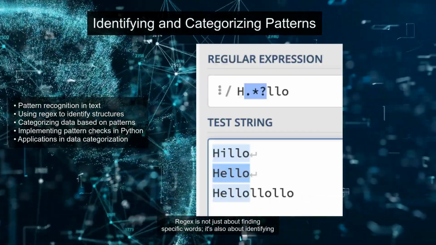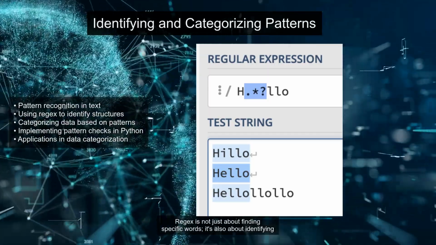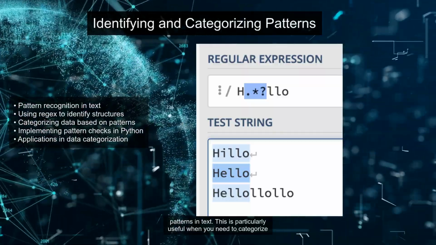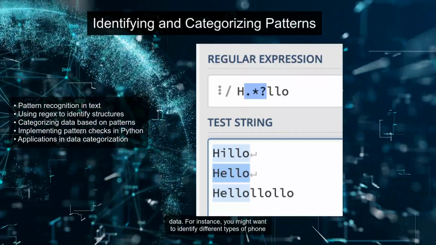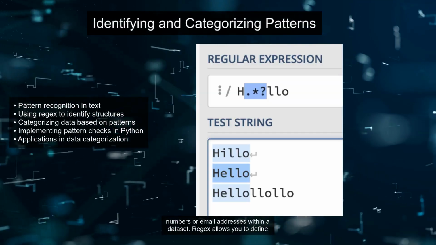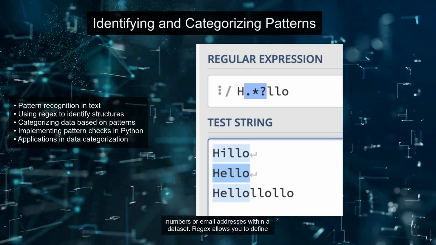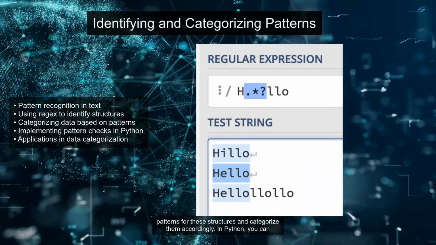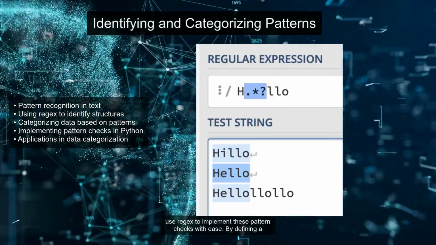Regex is not just about finding specific words, it's also about identifying patterns in text. This is particularly useful when you need to categorize data. For instance, you might want to identify different types of phone numbers or email addresses within a dataset. Regex allows you to define patterns for these structures and categorize them accordingly. In Python, you can use regex to implement these pattern checks with ease.